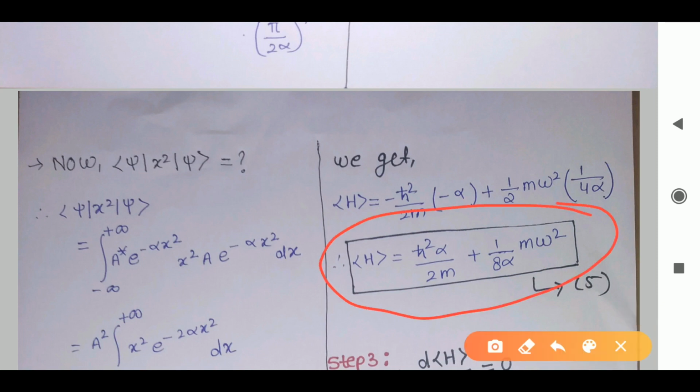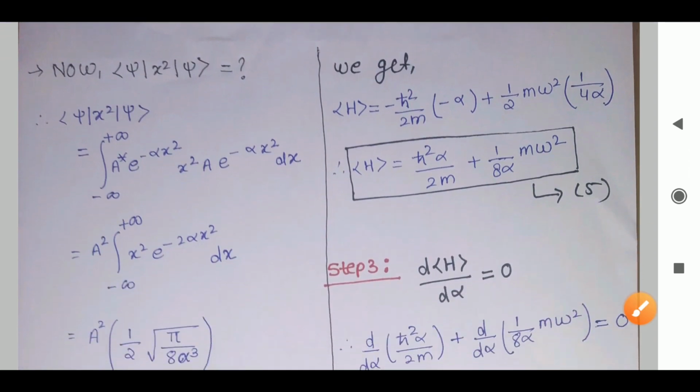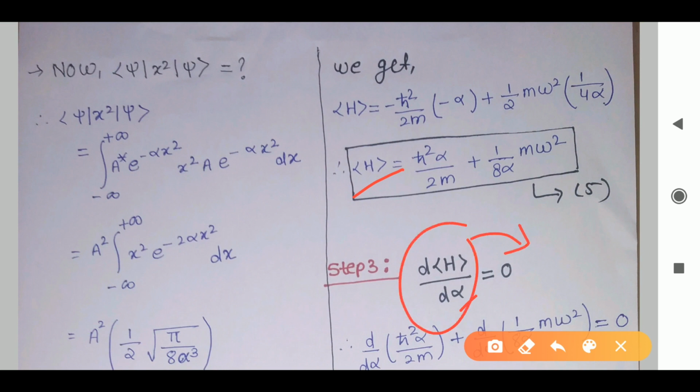Okay, now we have taken the trial function, then we have done with finding the equation of Hamiltonian. Now what we have to do is use the third step, that is, to find the variable parameter value. To get the variable parameter value, we have to differentiate the expectation value of the Hamiltonian with respect to the variable parameter, that is alpha, and put this equal to 0. This is the third step that we have to do.